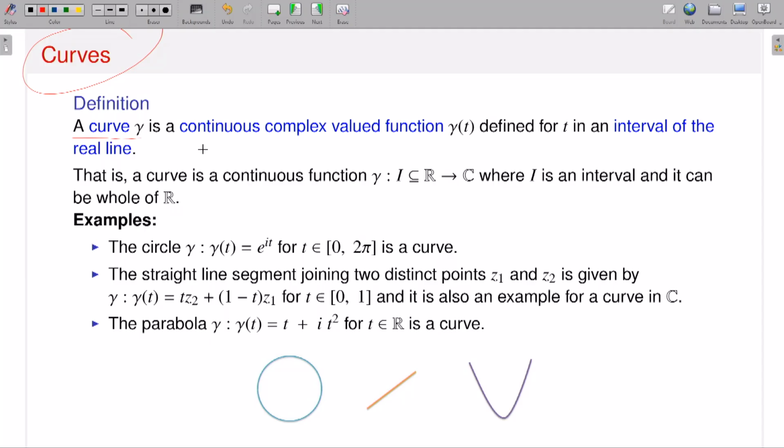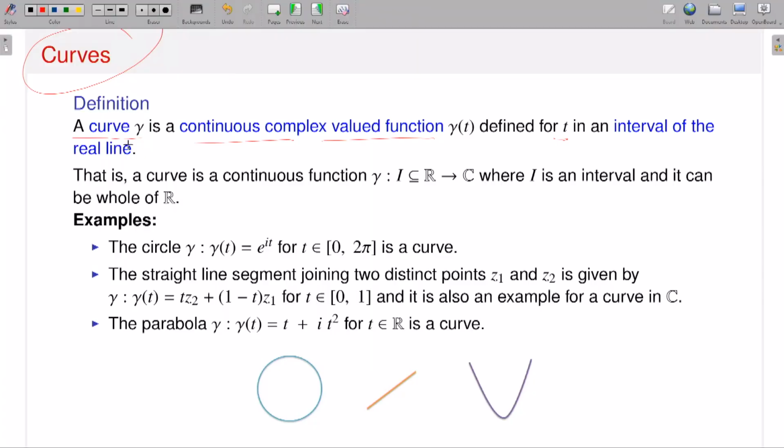A curve gamma is a continuous complex valued function defined over T or in some interval. So that means a curve gamma is a complex valued function, of course it is continuous, but it is defined on what is called a real variable. Either it is defined on the full real line or on a part of the real line, say some closed interval a to b.